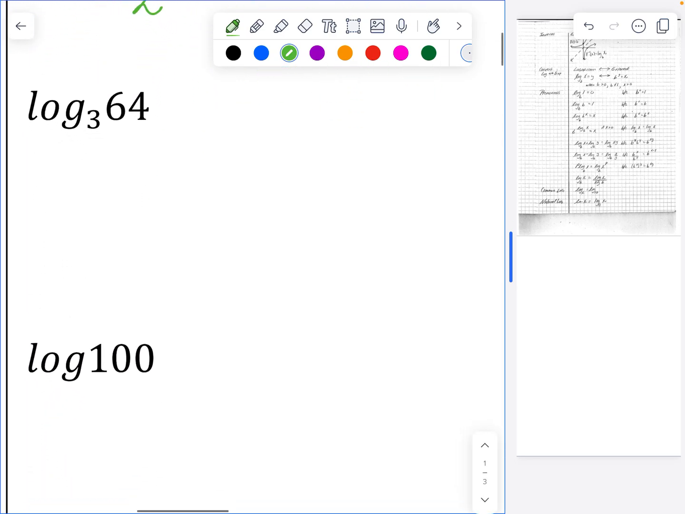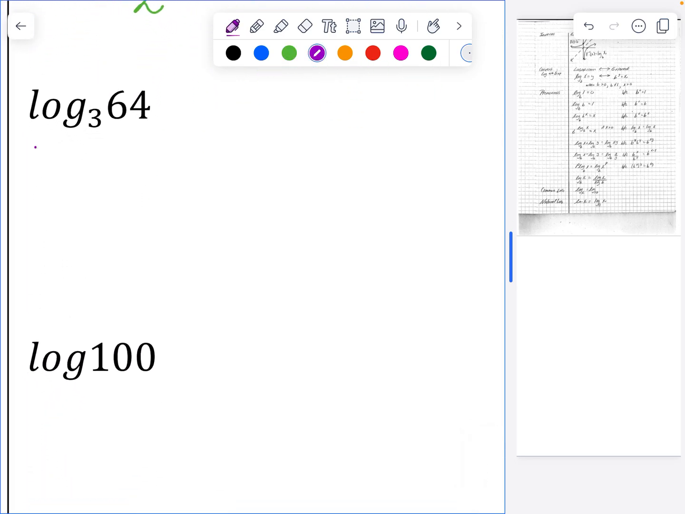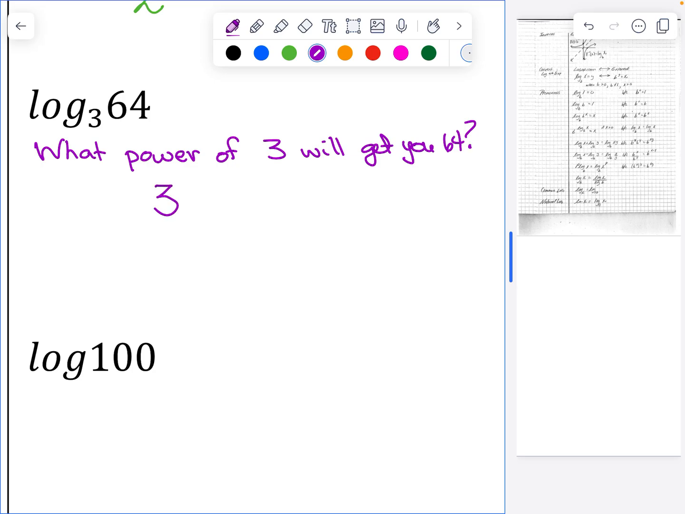So this is saying what power of 3 will get you 64. In other words, it's saying 3 to what power equals 64.